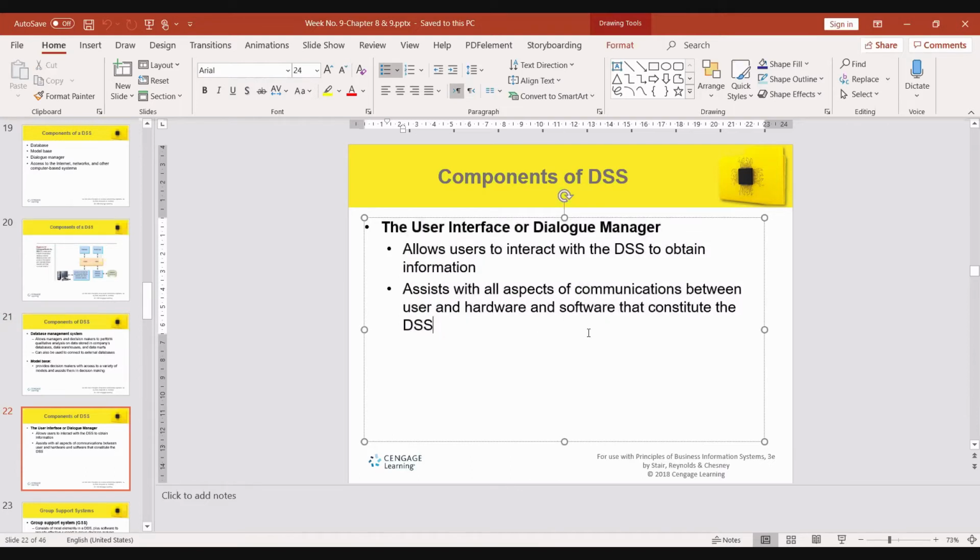So it's obvious that there must be an interface or a dialog manager who can assist you to interact with the system, whatever you want from that. So this system is very important, and every organization has this system nowadays.